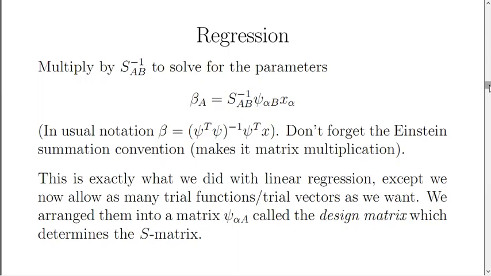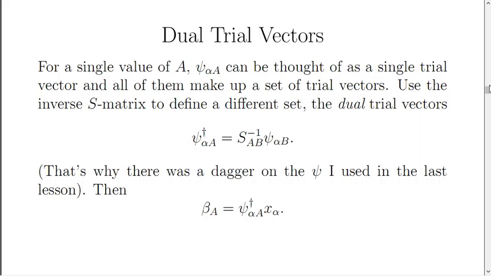We found that the parameter values are equal to the inverse S matrix times the inner products of trial vectors and data values. Now, for a single value of A, the values psi sub alpha A, which is trial vector A, can be thought of as a single trial vector, and all of them together make up a set of trial vectors. I'm going to use the inverse S matrix to define a different set that I'll call the dual trial vectors. They are defined as dual trial vector A is equal to the inverse S matrix times the trial vectors.